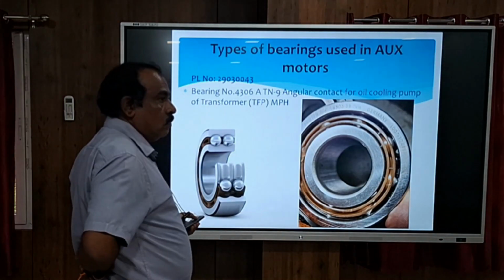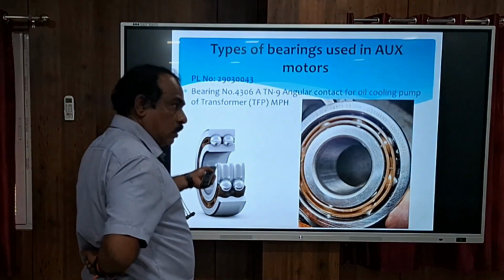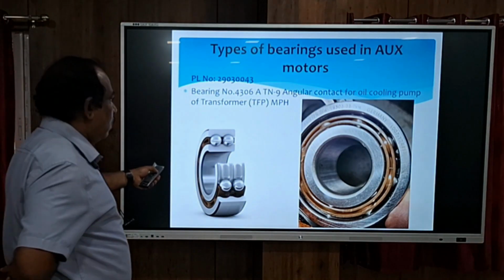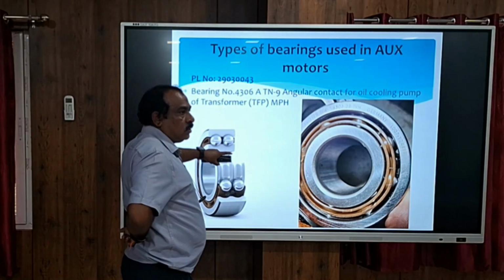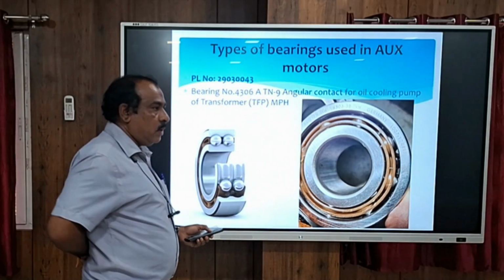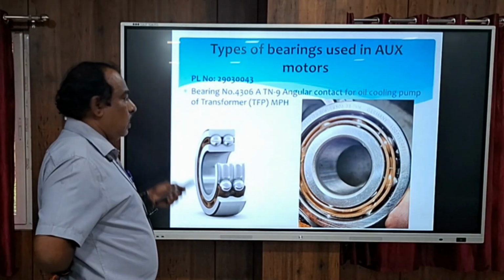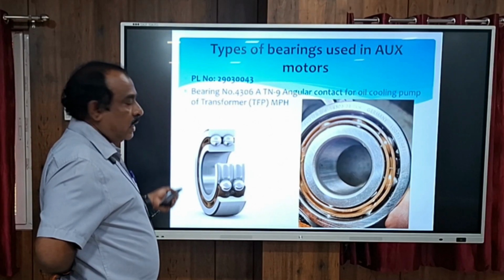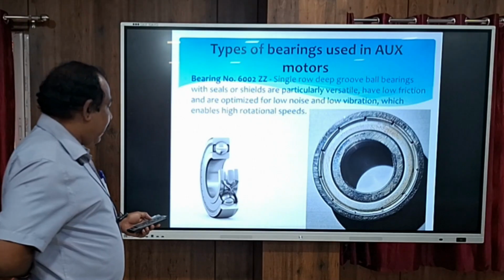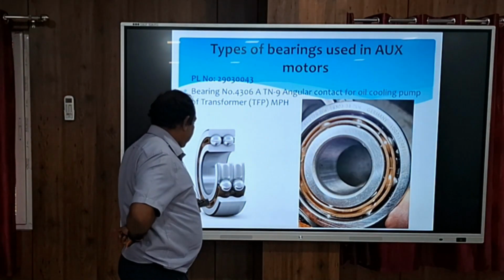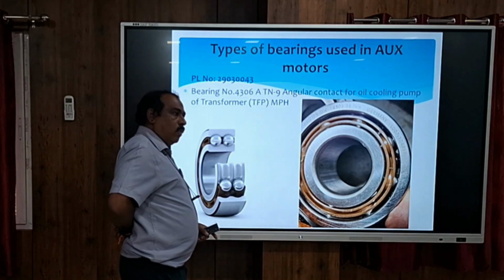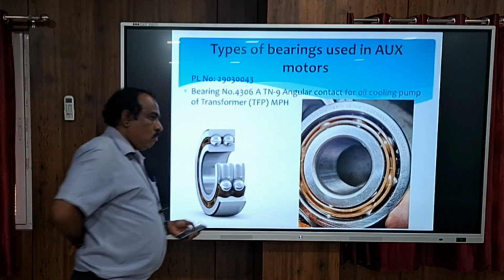How to measure the C3 clearance? Here the two rows are there, sir, whereas all motors are having single row deep groove ball bearing only. In this MPH only, a 2 row ball bearing is there, and this is oil cooling only. No grease is used in this bearing. Only one cage with rubber seal is there, holding both sides. Not brass, the rubber will hold it.